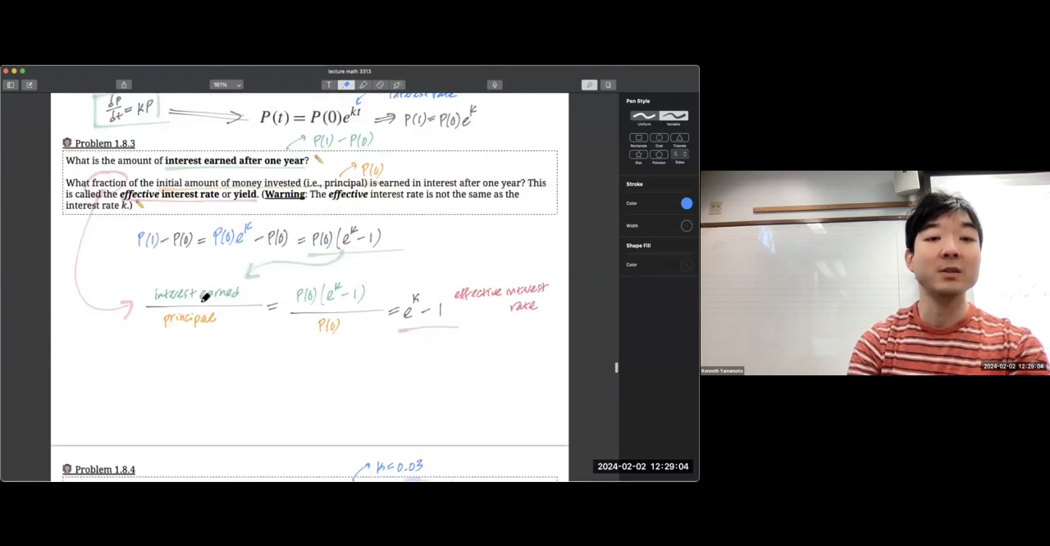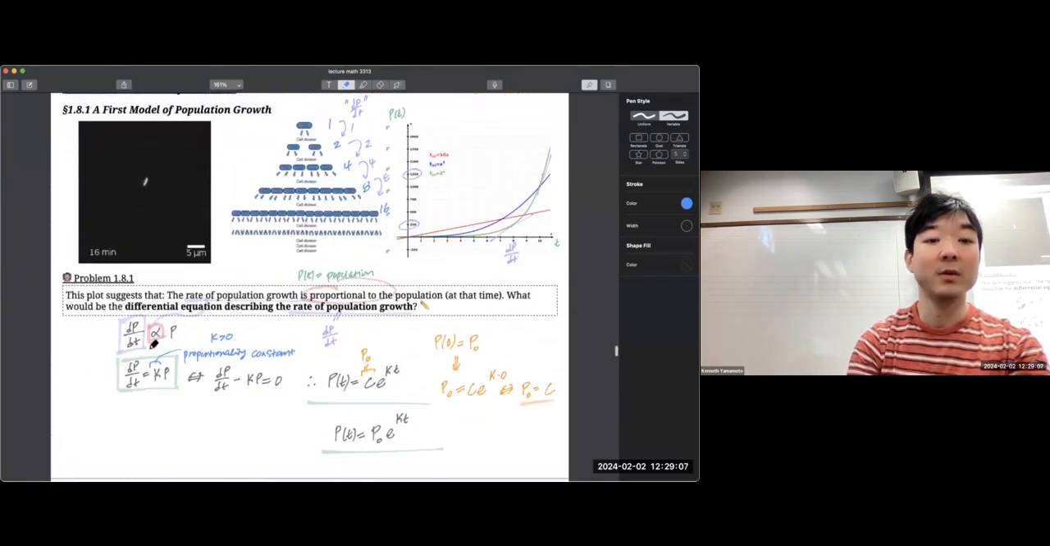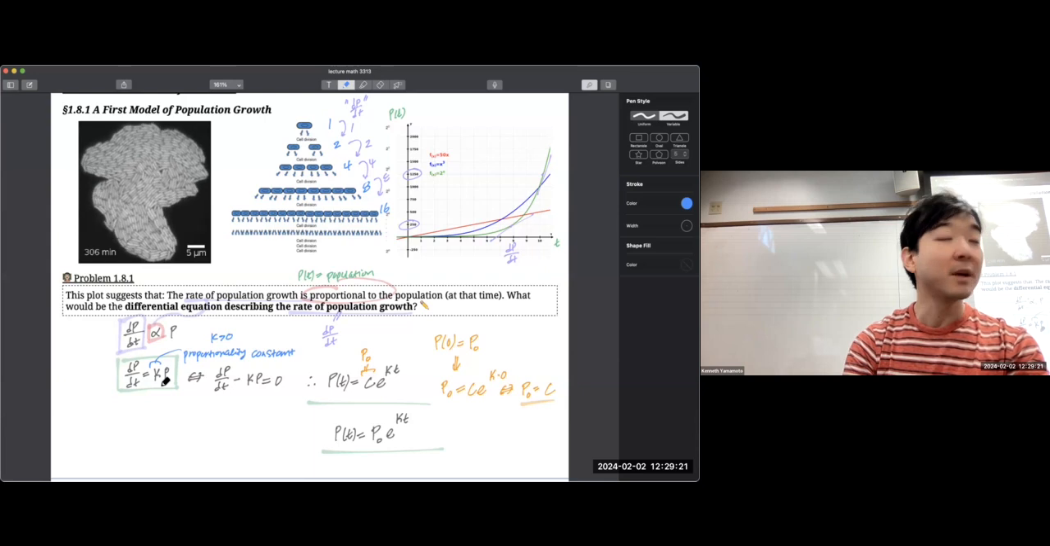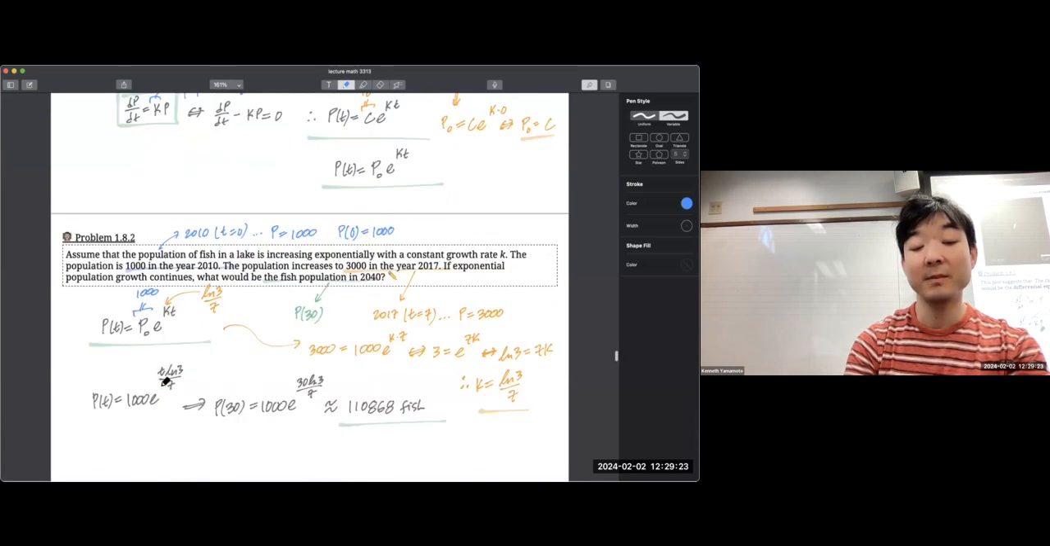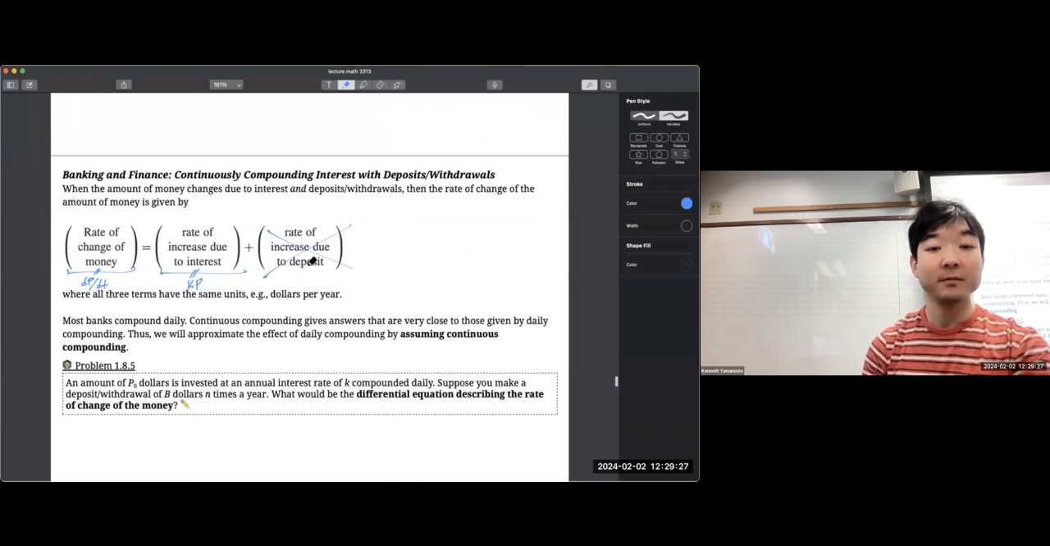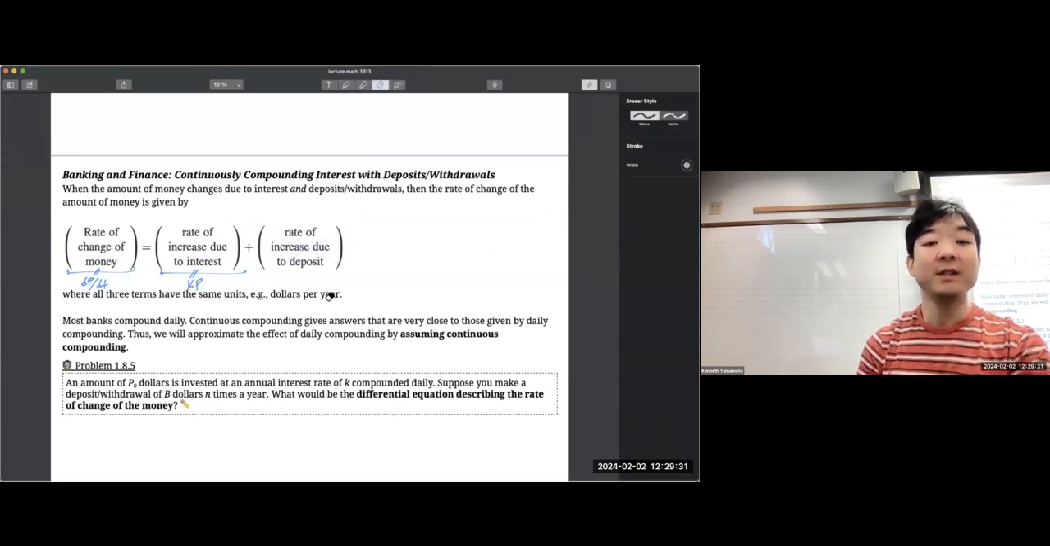It always goes back to this model that we saw before: the rate of change of money is going to equal the rate of change due to interest, which is kP, because it's proportional to how much money you have at the time, the capital P. So that first term isn't new. We're just adding this additional term right here, the rate of increase due to deposits.